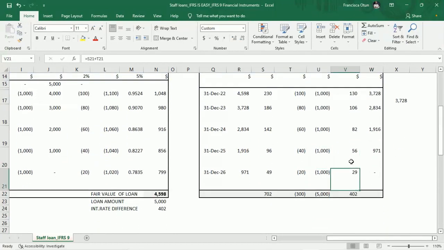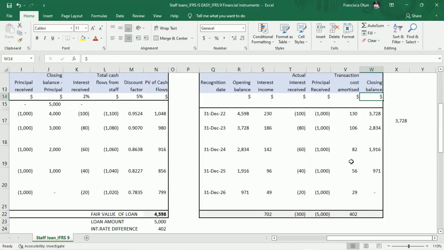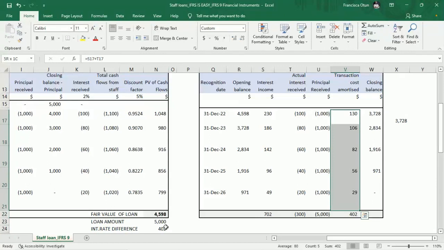And you see that at the end of it all, everything nils out. So this transaction cost of 402, by the time you add it together, you will see that it gives us that same difference that we have here. So basically that's how it works.